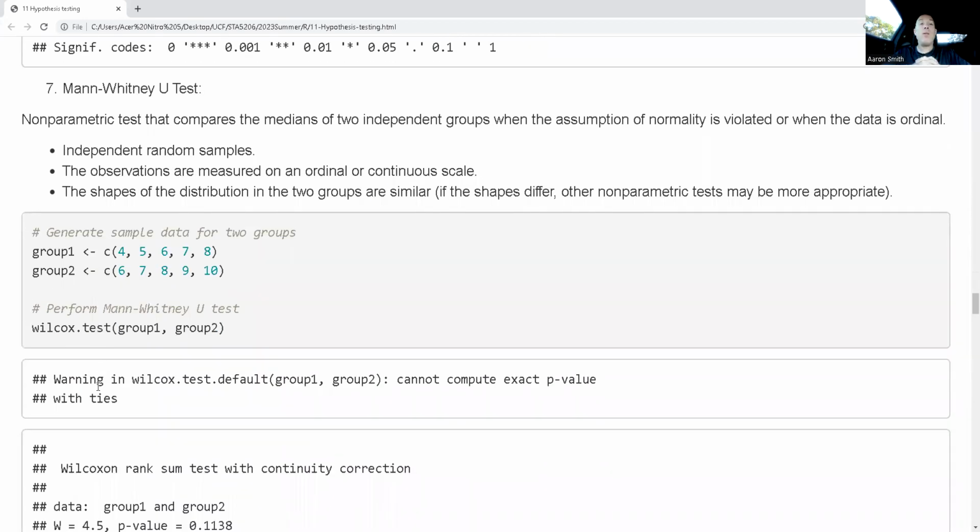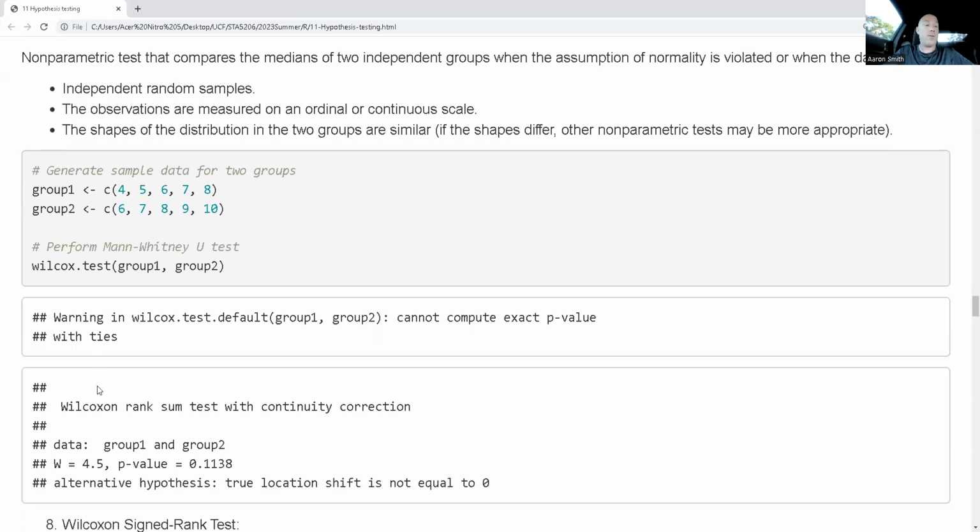Next one is the Mann-Whitney U-test. This is a non-parametric test that compares the medians. Previously, we talked about means, but now we're talking about medians. We compare the medians of two independent groups when the assumption of normality is violated or the data is ordinal. So this is a more flexible version of the t-test.